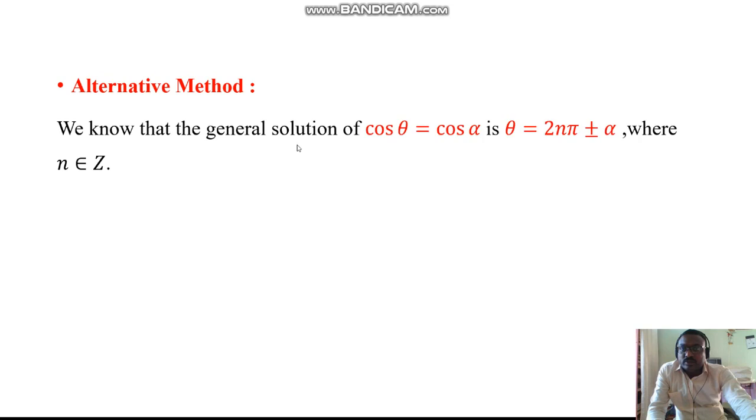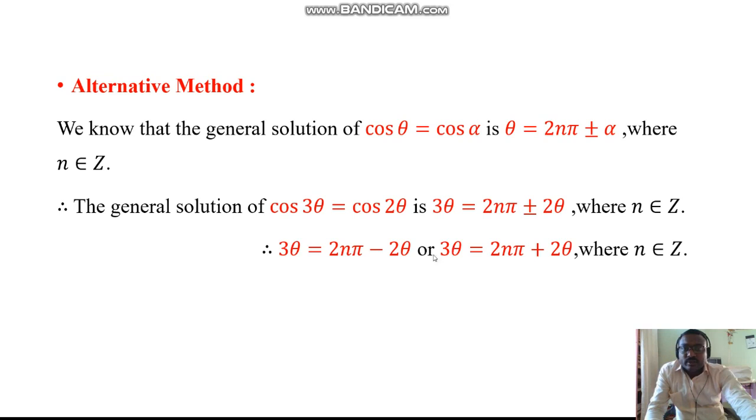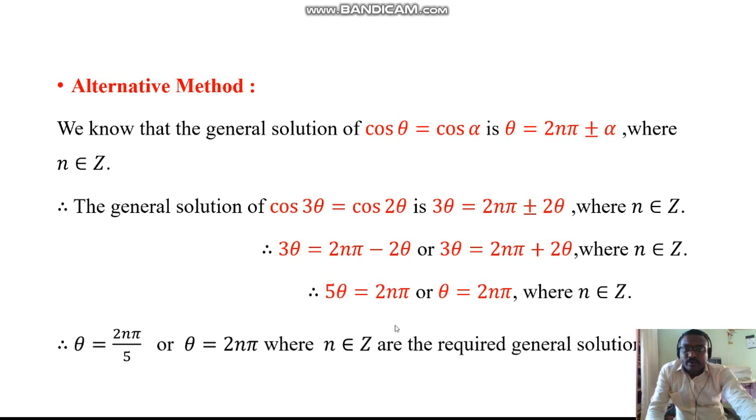Another method for that: just write the formula cos theta is equal to cos alpha, then theta is equal to 2 n pi plus or minus alpha. We know that the general solution of cos 3 theta equal to cos 2 theta is 3 theta is equal to 2 n pi plus or minus 2 theta. Divide by 3 on that side, taking the plus minus sign separately in this way. This is the general solution.